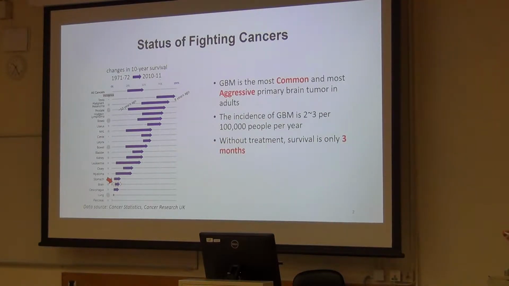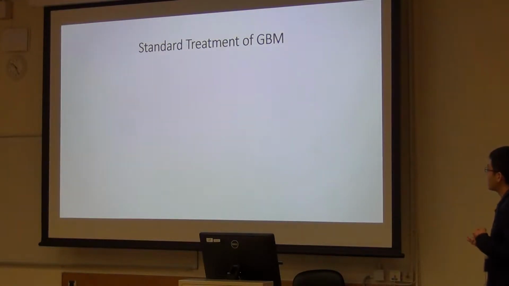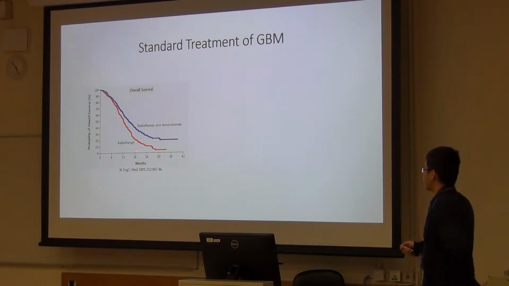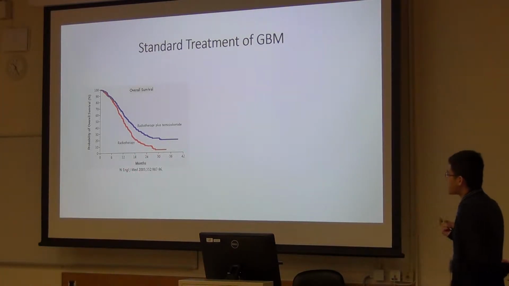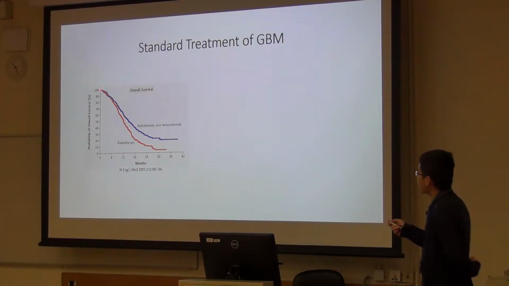Without treatment, the patient will die within 3 months. But with very standard treatment, the patient will die around 12 to 15 months, indicating that even with very good treatment, the patient will eventually die. So this is the standard treatment of GBM. This method was developed more than 10 years ago. In the New England Journal of Medicine in 2005, Dr. Roger Stupp developed a new therapy using a drug named temozolomide together with radiation therapy and surgery, put together to get this blue curve.